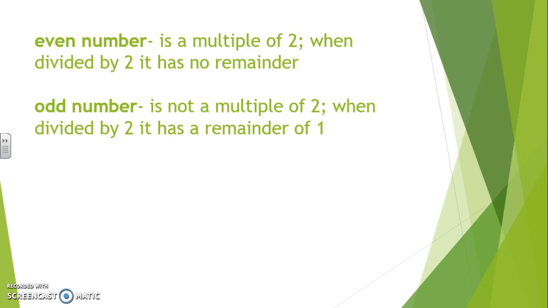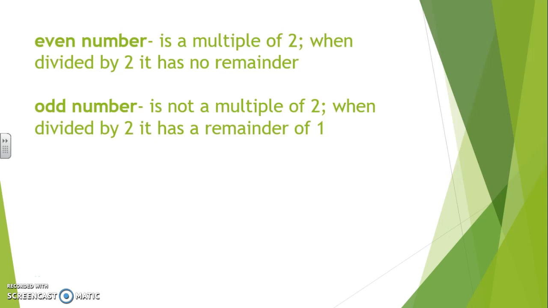The definition of an odd number is that it's not a multiple of 2. When we divide an odd number by 2, it has a remainder of 1. So let's think about that 7. If I take 7 and divide it by 2, like we did in our model, we had a remainder of 1. We had 1 penny left over.